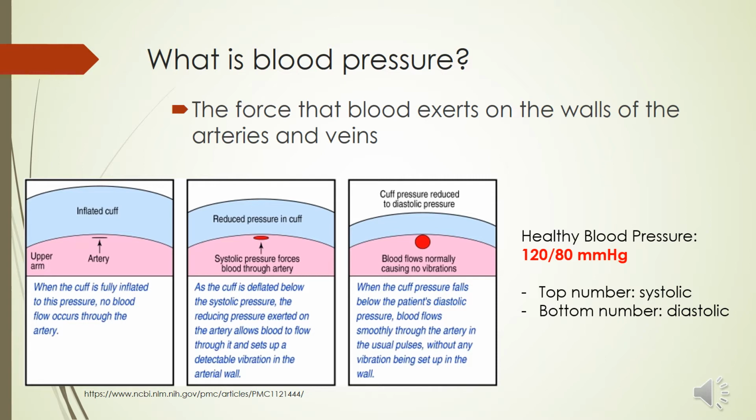When it's reduced even more, you reach the diastolic pressure, in which blood flows normally, causing no vibrations. This gives you the bottom number of your blood pressure, giving you your stereotypical 120/80.